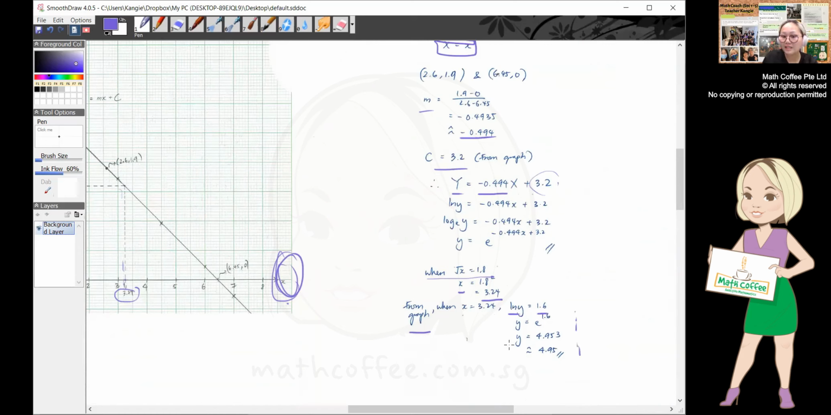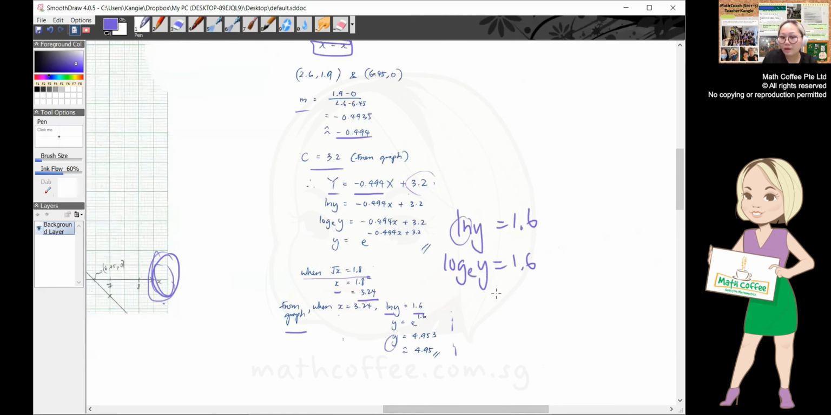So you still need to massage to make Y the subject. Okay, so this is ln Y equals 1.6. So what I did was, this one is base E. So you always reveal the base, change to index form, push up. So Y equals E to the power of 1.6. Press calculator, my Y is equal to this one.